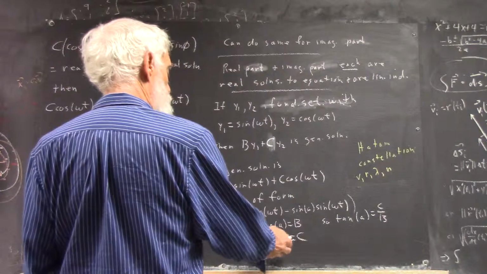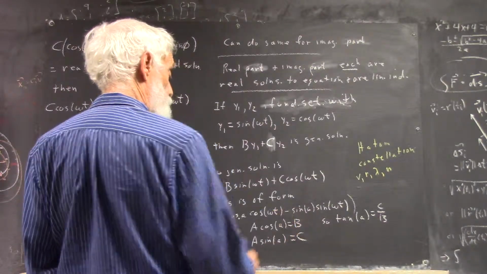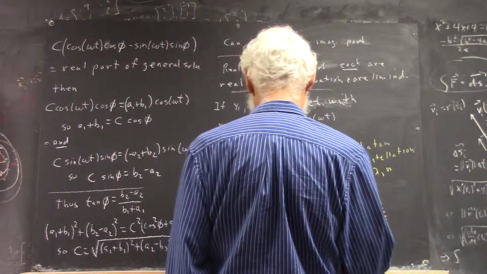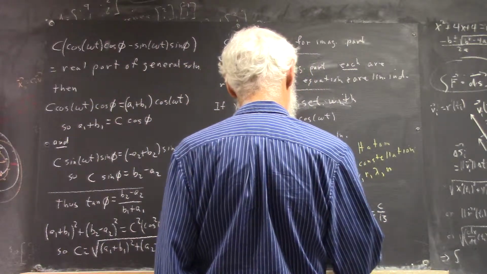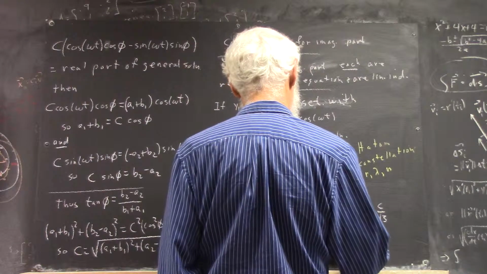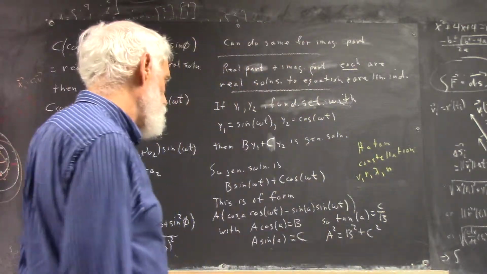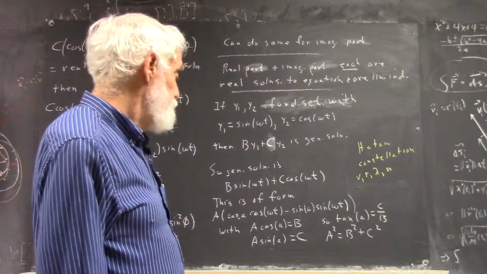So tangent of A is this over this. Tangent of A is this divided by this divided by this, and A squared equals B squared plus C squared.